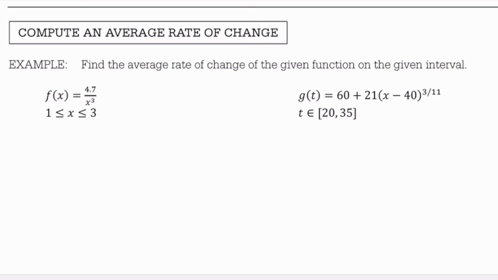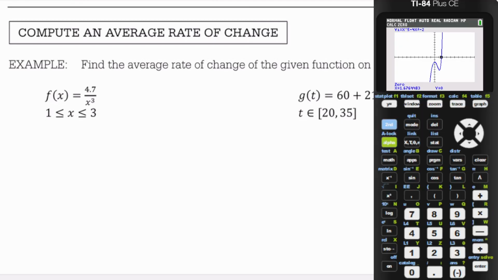So we might want to find the average rate of change of the given function on the given interval. And so I'm going to start with f of x, and then I will just show the result for g of t real quick, let you try it on your own, because I think this is something you'll be able to execute without too much difficulty. So what we're going to do, we're going to bring back the calculator, and I'm going to just clear the RAM.